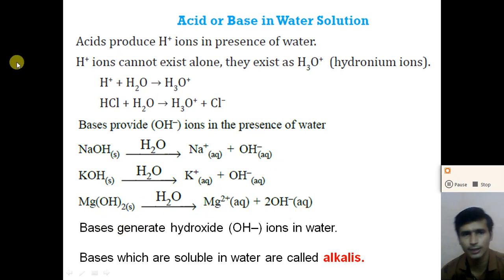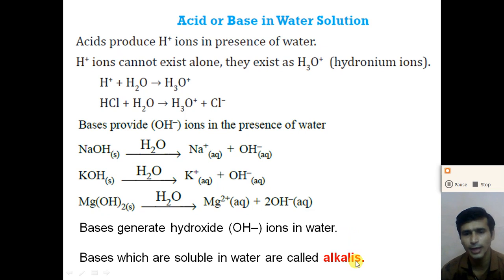So here the acid produces the H plus ion. When the acid reacts with water, it produces the H plus ion, whereas the base reacting with water generates the OH minus ion in the water. But not all bases produce the OH minus ion in water. Only the bases which are soluble in water produce the OH minus ion in water, and the bases which are soluble in water are called alkalis, right?